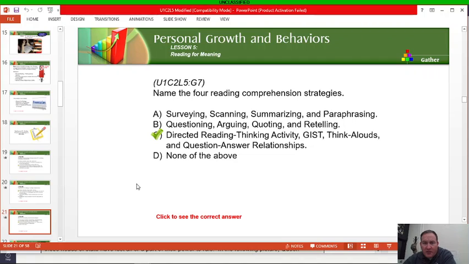Okay, name the 4 reading comprehension strategies. And again, you've already had directed reading thinking activity, gist, think alouds, and question answer relationships.